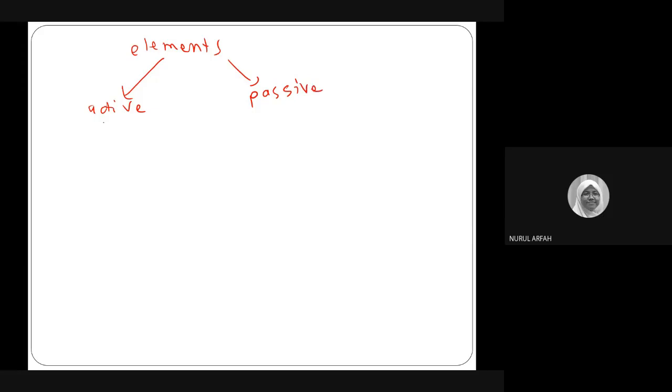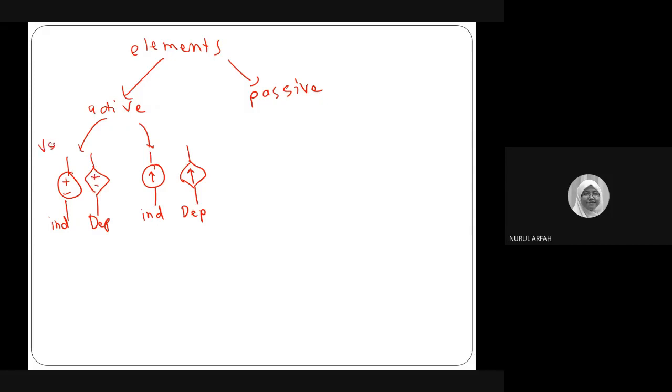The active element can be what? Anyone? Battery. A battery, voltage source, current source. And for both, one is an independent source and another one is a dependent source. And the current source also has an independent source and a dependent source. I just put it this way. This is a voltage source and this is a current source.